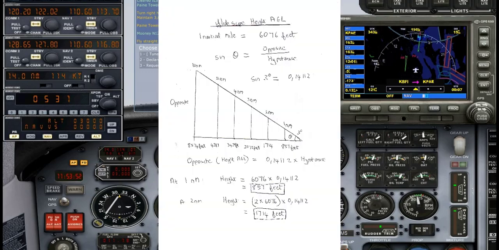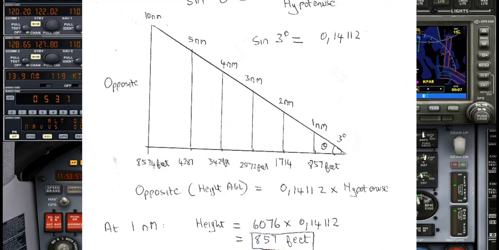We know the glide slope angle is 3 degrees, so using simple trigonometry we can convert nautical miles to feet and calculate and be aware of the approximate heights which we should be below. You should always intercept the glide slope from below.